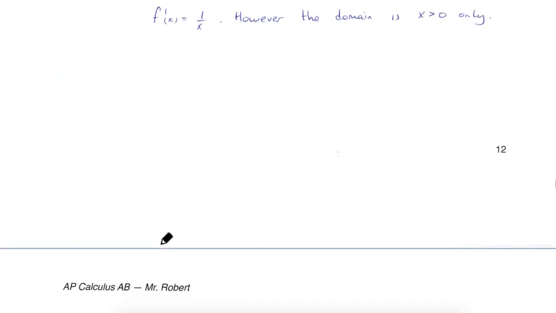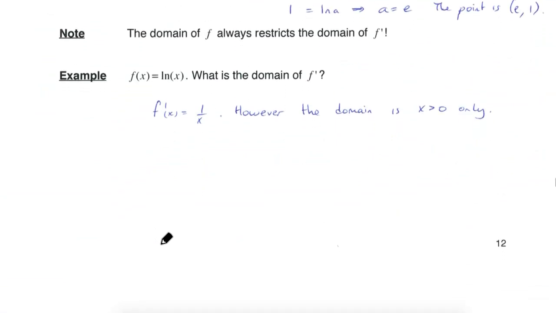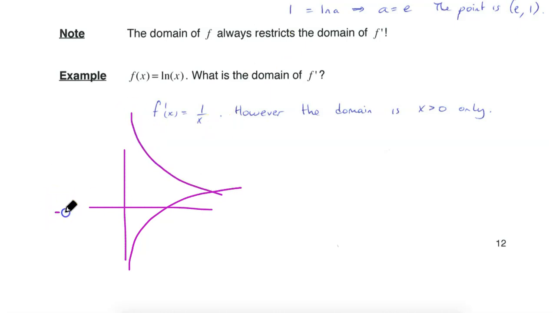All right, last thing, the domain of a function always restricts the domain of the derivative. No big deal, but this is a good example. If f of x equals ln of x, the graph is like this. We just saw that. When I look at the derivative, f prime, the derivative of f of x equals ln of x is 1 over x. So what does that look like? 1 over x is something like that.